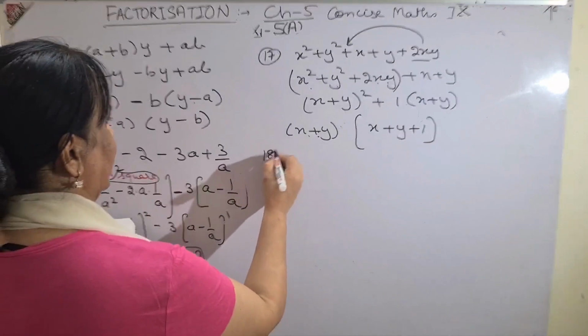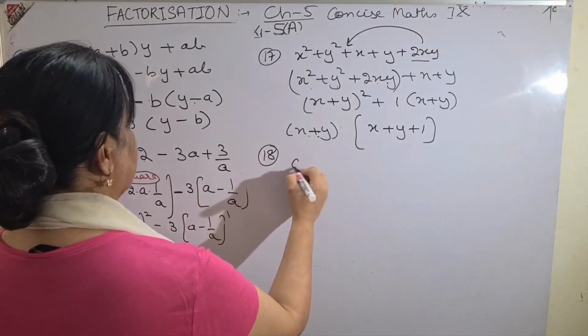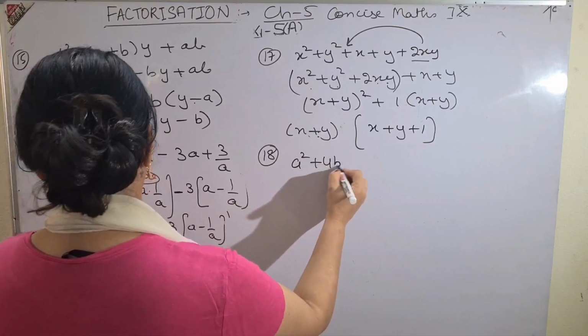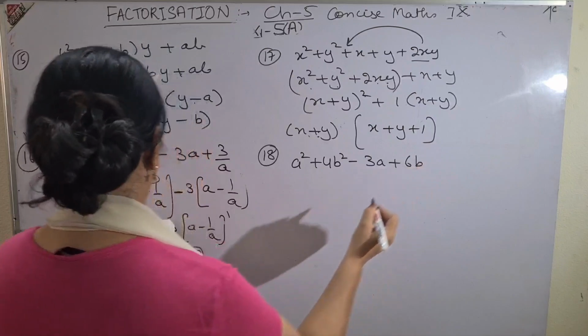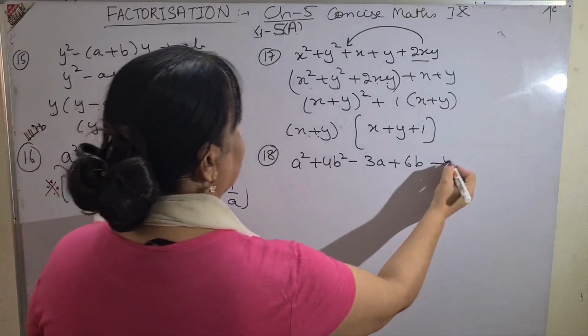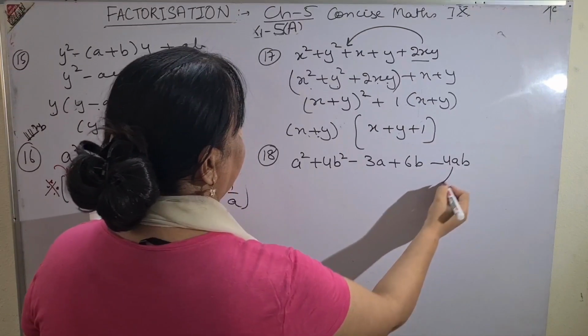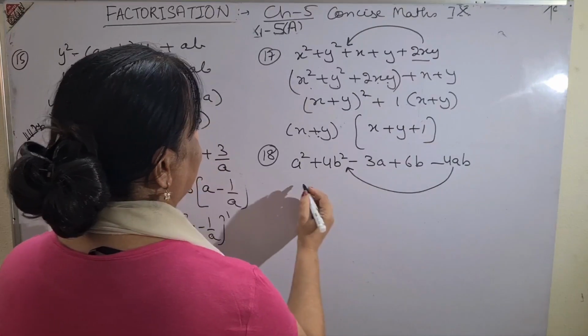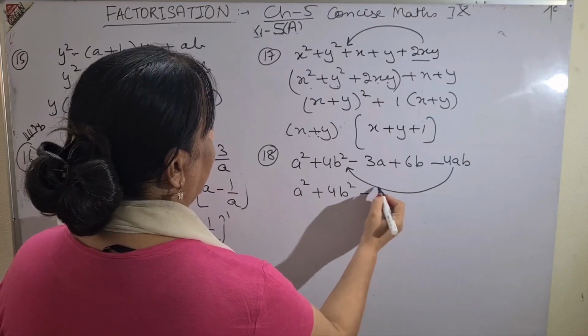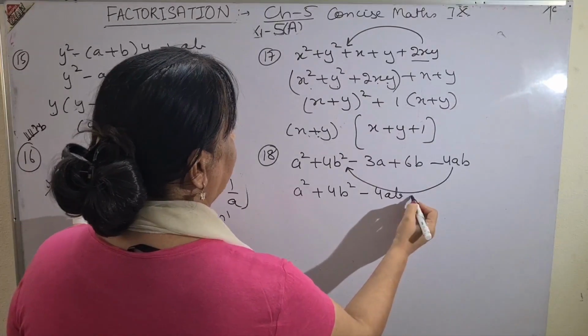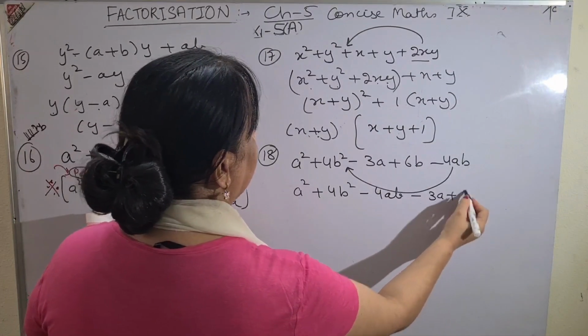Similarly, question number 18 is also very important. a square plus 4b square minus 3a plus 6b minus 4ab. Same children, same thing. Get 4ab to the third place. a square plus 4b square minus 4ab minus 3a plus 6b.